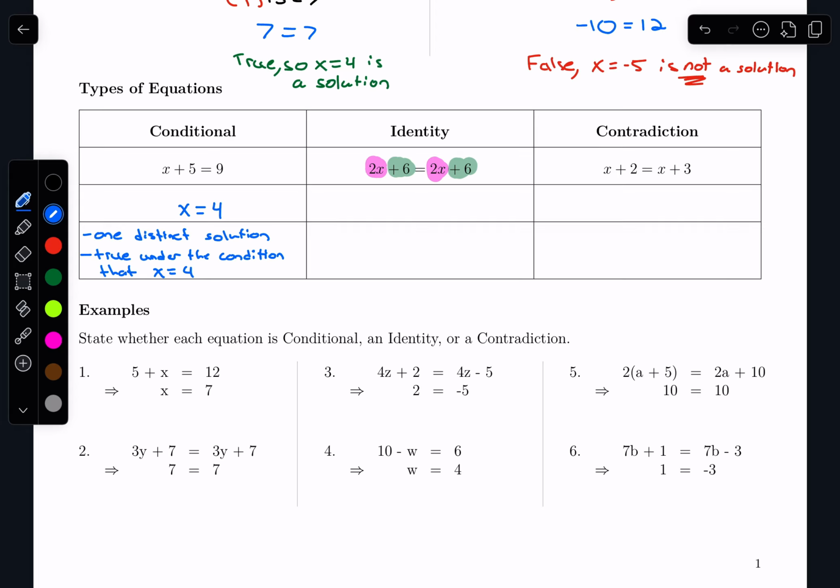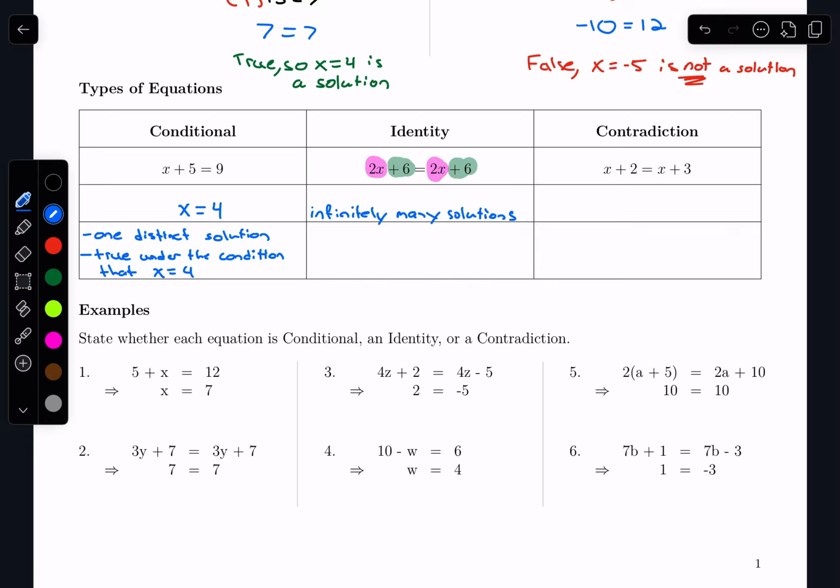Okay? When we try to solve an equation like this, we are going to get a true statement. We're going to get something that looks like 0 equals 0 or 7 equals 7, something that is just always true. And because it's always true, there are actually going to be infinitely many solutions. And in this case, what that means is that every value of x makes this equation true. No matter what you plug in, it will be a true statement.